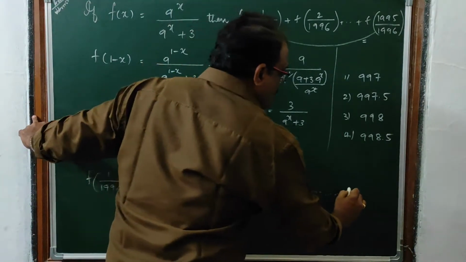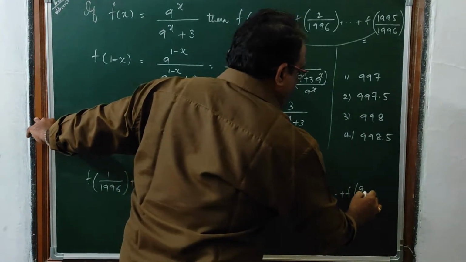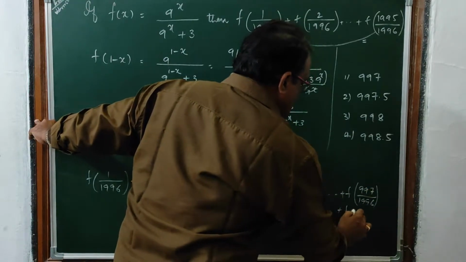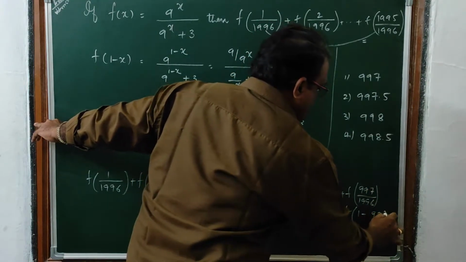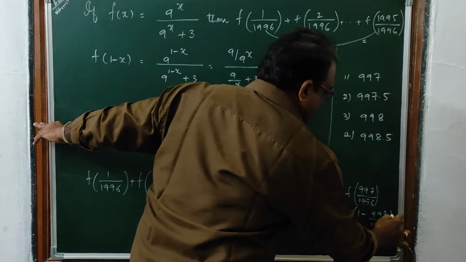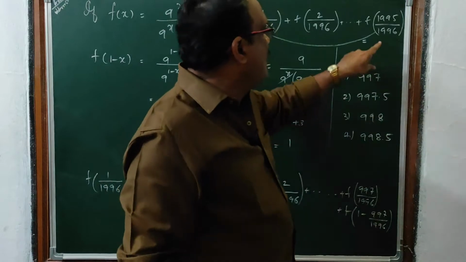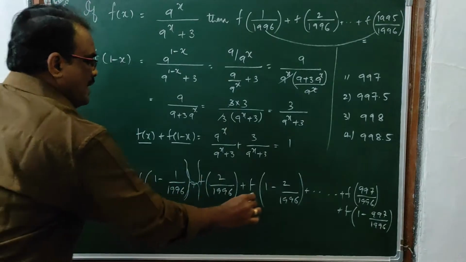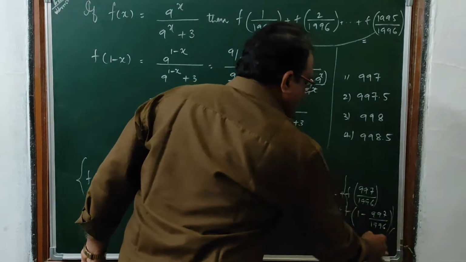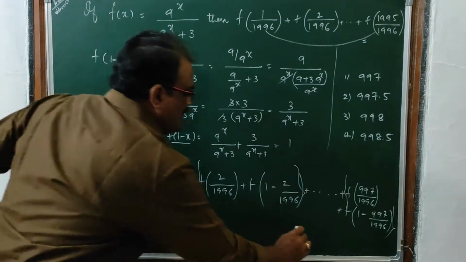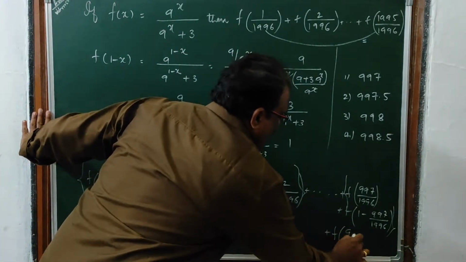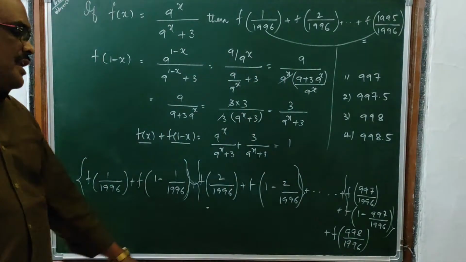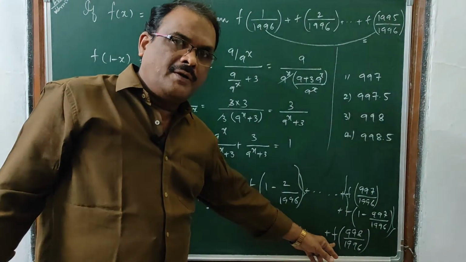Up to which term will you have? f of 997 by 1996 plus f of 1 minus 997 by 1996, so you will have 999 here. The last term, the ordered pairs, 2, 2 if you take, these are the connected ones. What is left behind? f of 998 by 1996 is left behind. It is not having any connective pair.